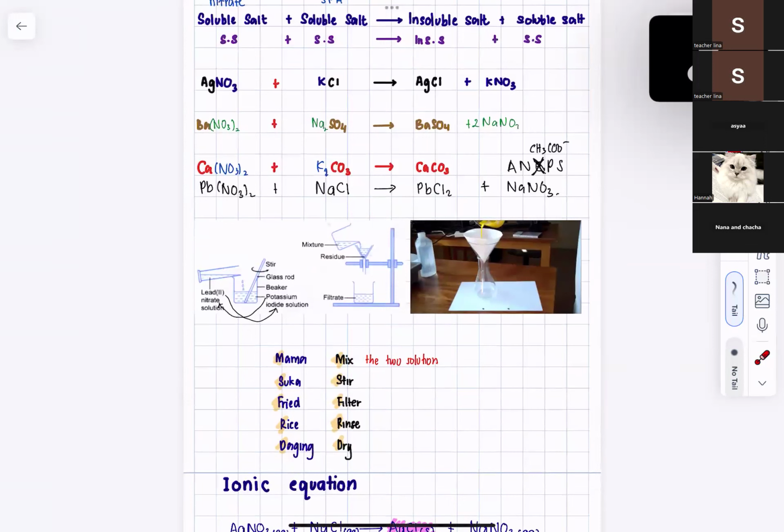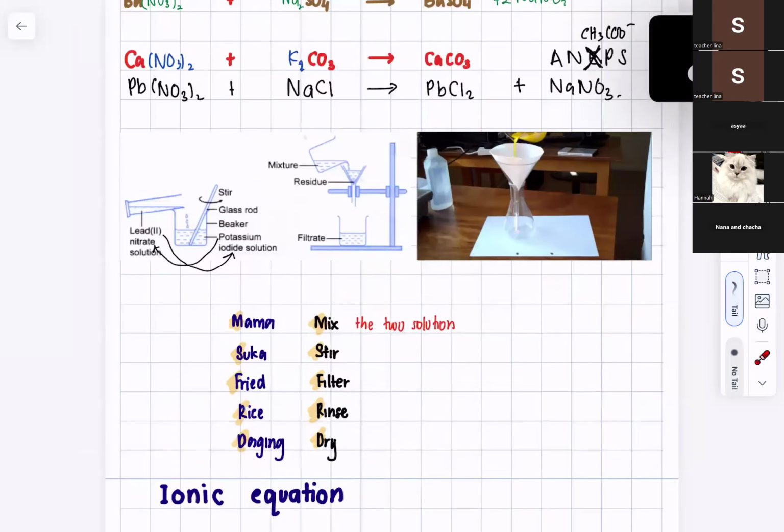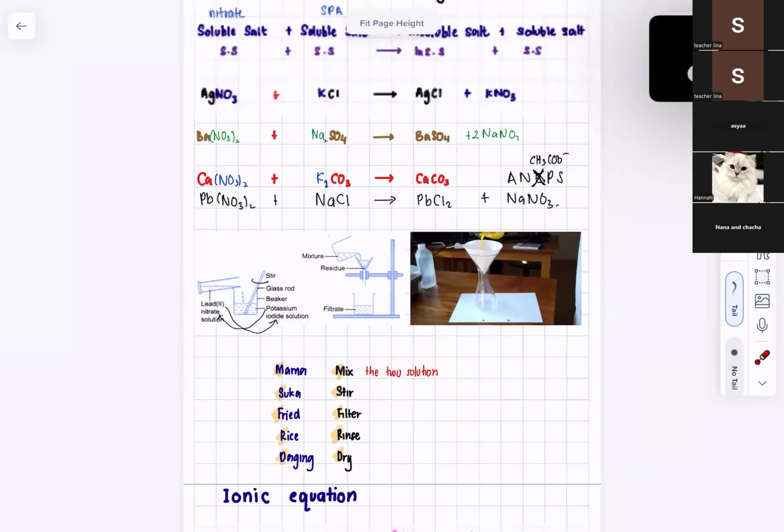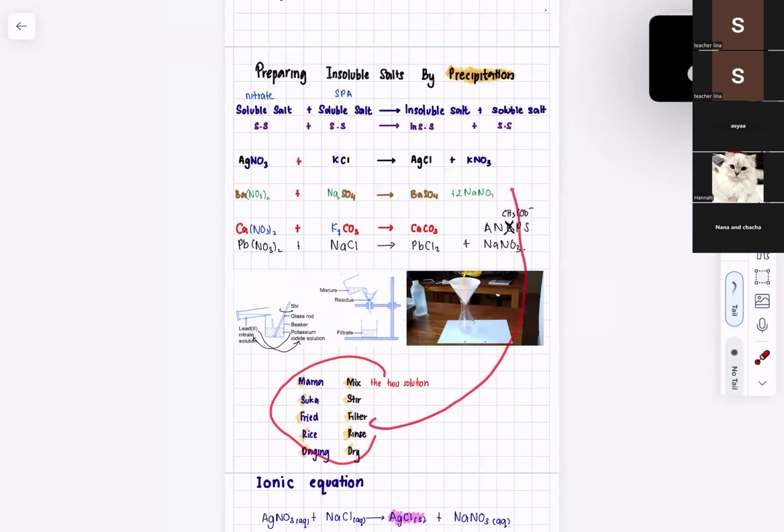So, any questions? Shah? What's the difference between "Mama suka fried rice daging" and the other one? This one? Yeah, and then the other one. What's the difference? This one is for preparation by precipitation. Oh, okay. Soluble salt. The other one has a different rule.